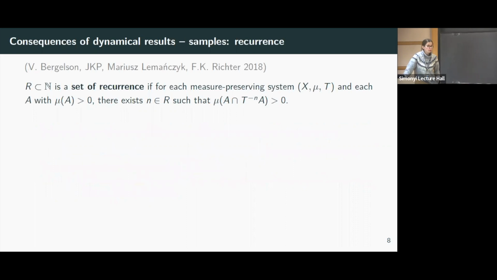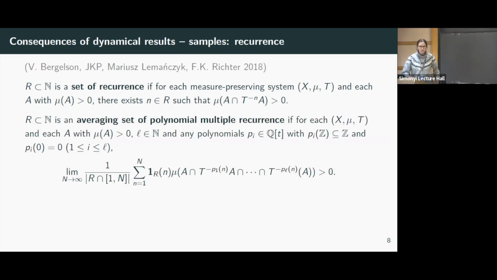Okay, so what about recurrence? I need some definitions. We say that R is a set of recurrence if for every measure preserving system and for every set of positive measure, the set will return to itself at some point from this given set. So this is a very simple definition. We can complicate it a little bit.